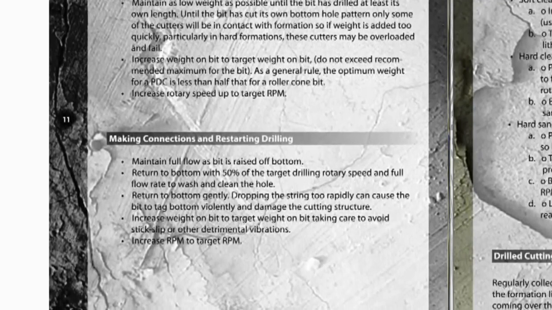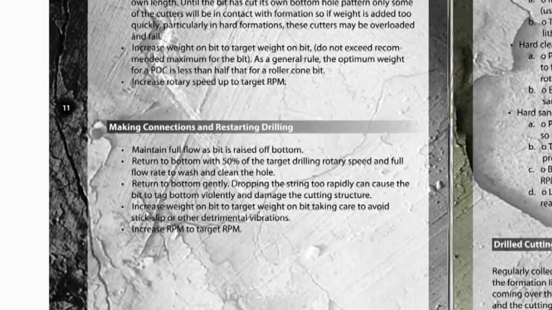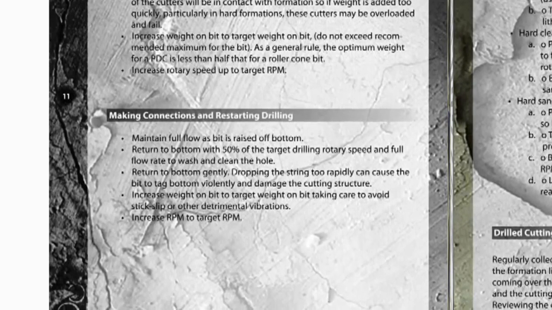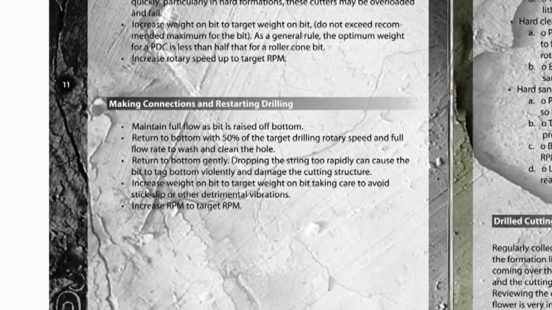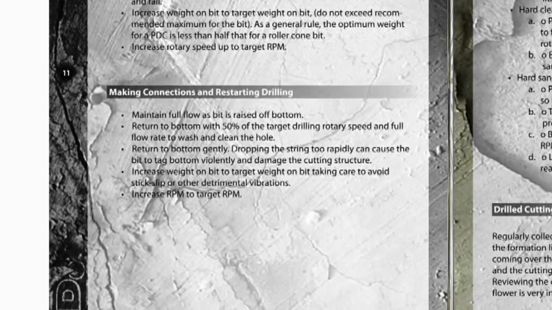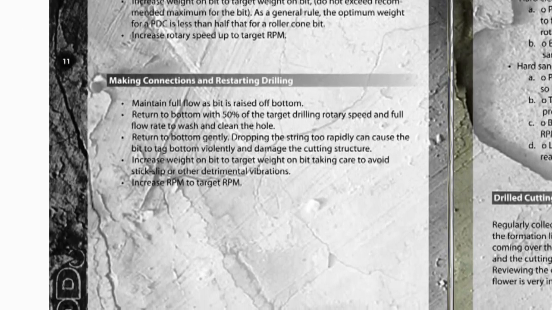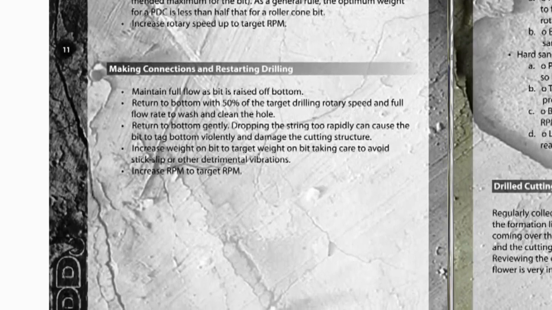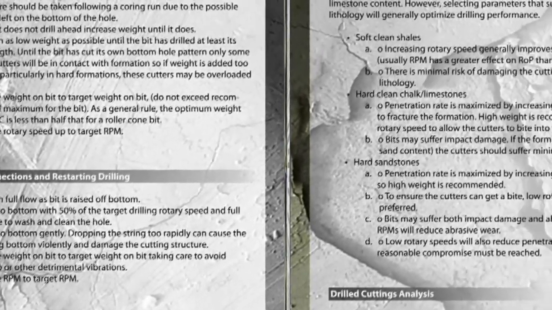Making connections and restarting drilling. Maintain full flow as bit is raised off bottom. Return to bottom with 50% of the target drilling rotary speed and full flow rate to wash and clean the hole. Return to bottom gently. Dropping the string too rapidly can cause the bit to tag bottom violently and damage the cutting structure. Increase weight on bit to target weight on bit, taking care to avoid stick slip or other detrimental vibrations. Increase RPM to target RPM.